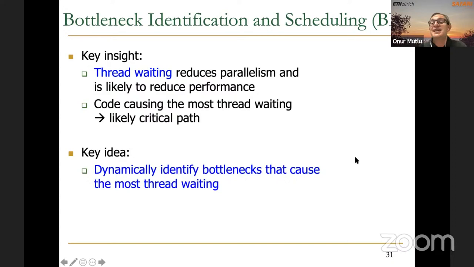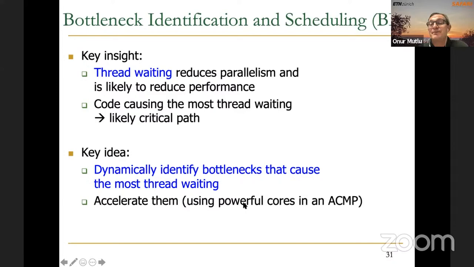Dynamically identify bottlenecks that cause the most thread waiting. So we're going to basically count the amount of thread waiting each bottleneck causes. And basically, we're going to order the bottlenecks based on the amount of thread waiting they cause and accelerate them. Accelerate the ones that are going to be causing the most thread waiting, using powerful cores in an asymmetric multi-core processor. But you can imagine other ways of accelerating them, prioritizing them in the memory scheduler. Depending on what the nature of the bottleneck is, you can give more cache, for example, et cetera. There are many, many ways of accelerating them.